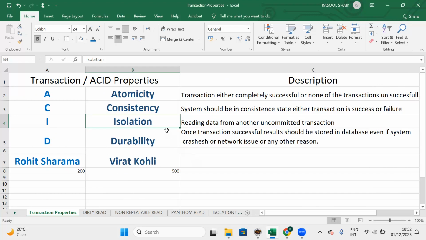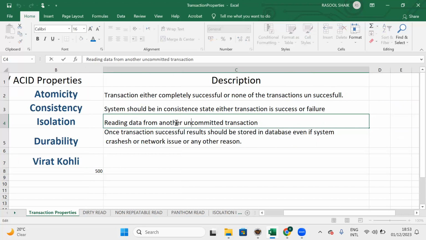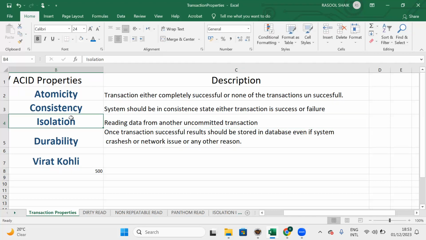So isolation is nothing but, two transactions will be involved in the same database operations. Same database operation in the sense that two transactions are trying to access the same row or the same database or the same table. That is nothing but isolation. So here, reading data from another uncommitted transaction is nothing but isolation.